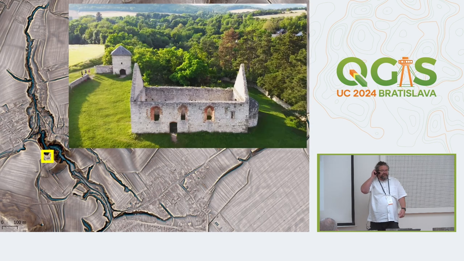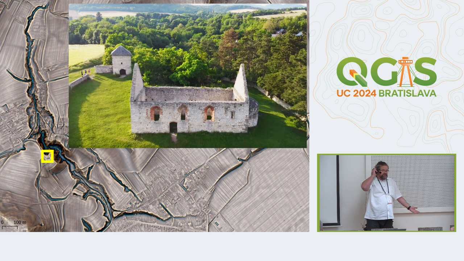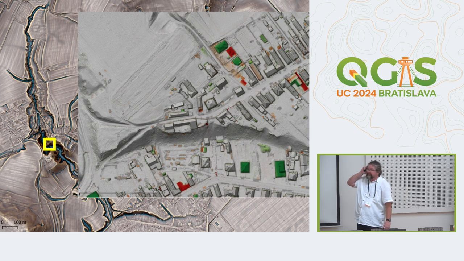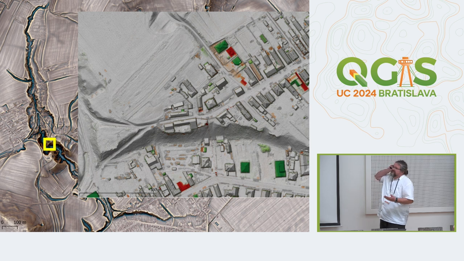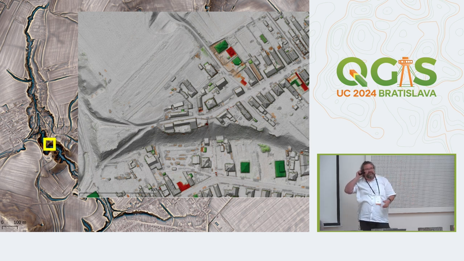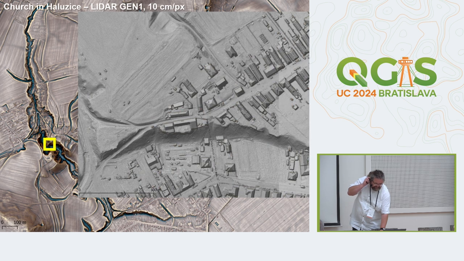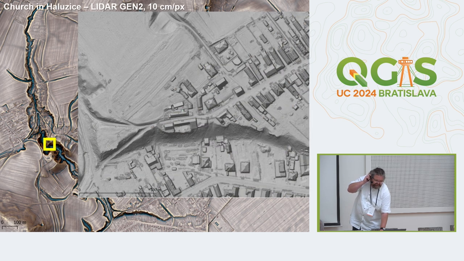This is another example, a church somewhere in Western Slovakia, in Haluzice. Also there is a problem with erosion, but also the typical problem of cultural heritage, and this is the pressure of civilization. Close to this church is a village. People are building houses. They are getting closer and closer to this site. So if you have this kind of models, you can see that something appears, something disappears. So you can also use multiple generations of digital elevation model for monitoring this kind of threats.